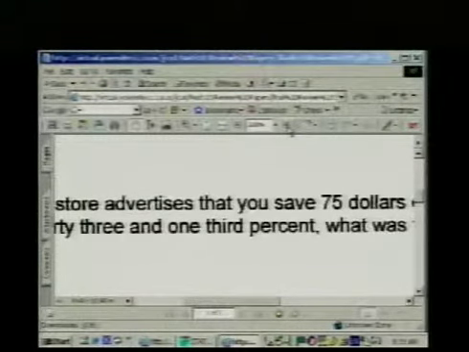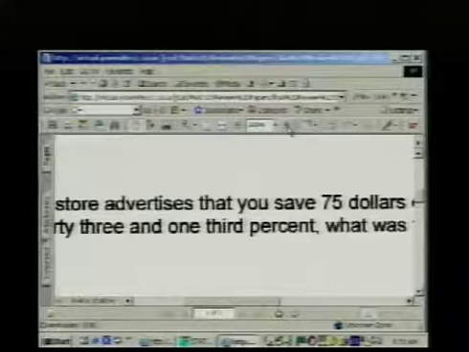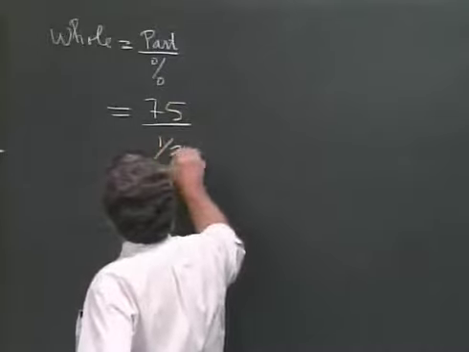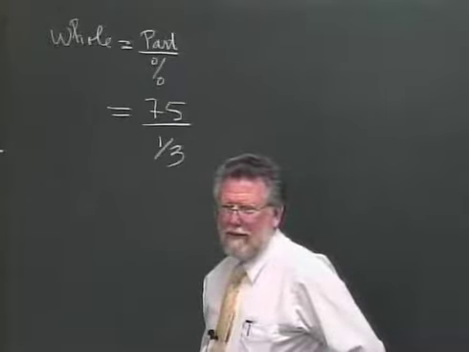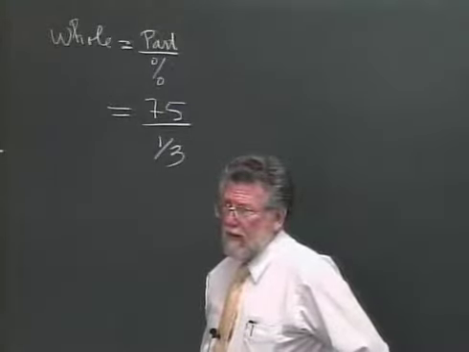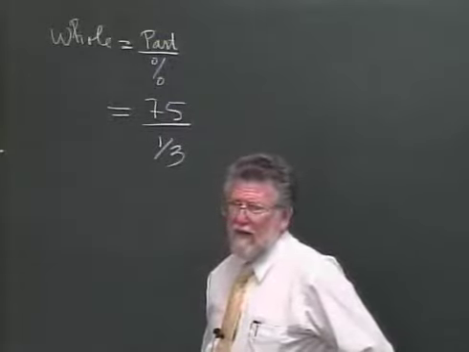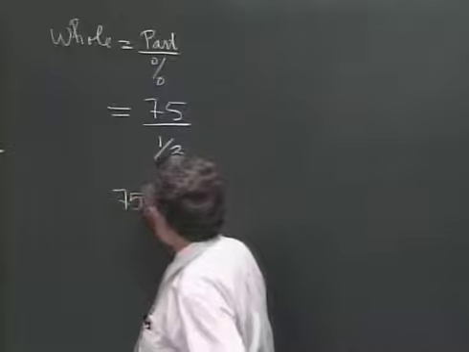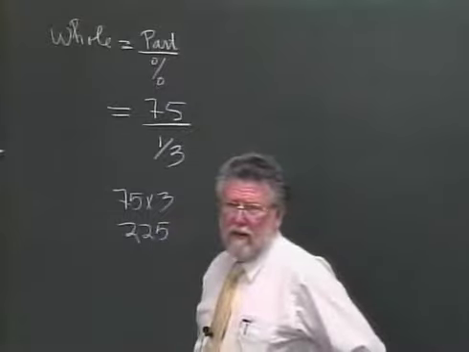Again, it's the same answer, same structure, same formula. Whole is part over percent, and the part we saved was 75, correct? 33 1/3%, right? As a common fraction is 1/3. So if I'm taking 75 divided by 1/3, invert and multiply, and the answer is 75 times 3, which is $225. Now, what else could you have done?